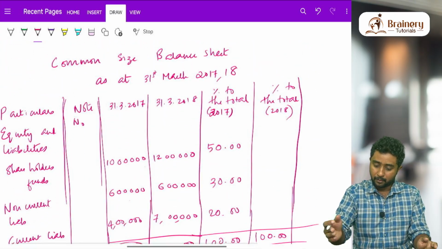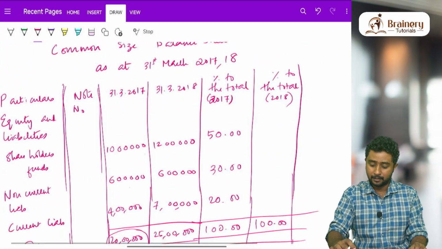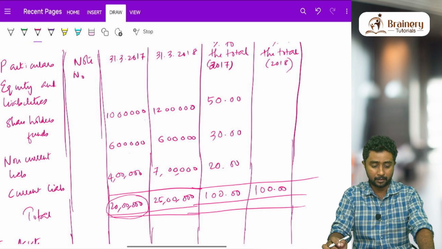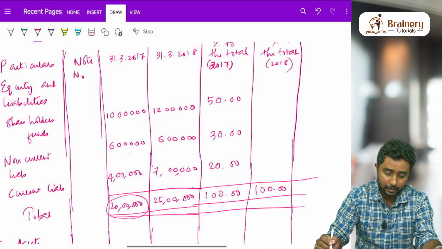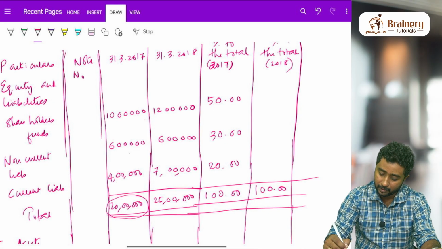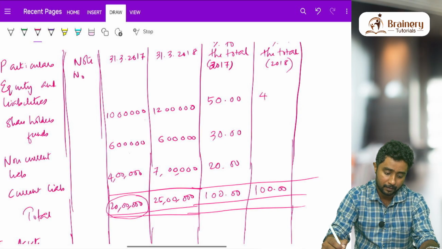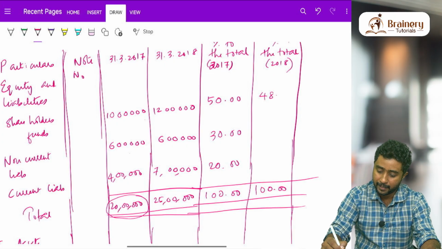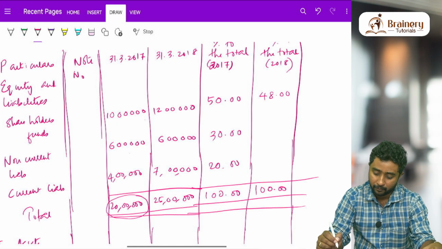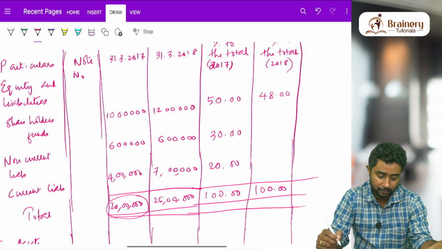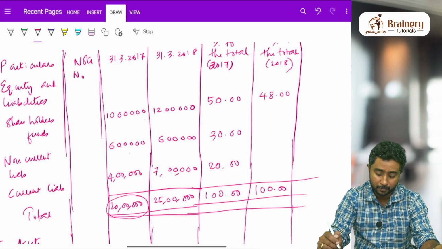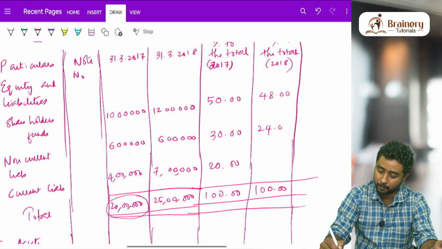Next step is, we go to the next year's value, 12 lakhs divided by 25 lakhs into 100. Same step, same procedure we are doing. You will be getting 12 divided by 25 into 100, 48%. Similarly, 6 lakh divided by 25 into 100, again we get 24%.